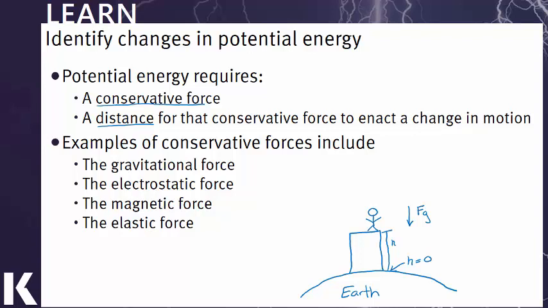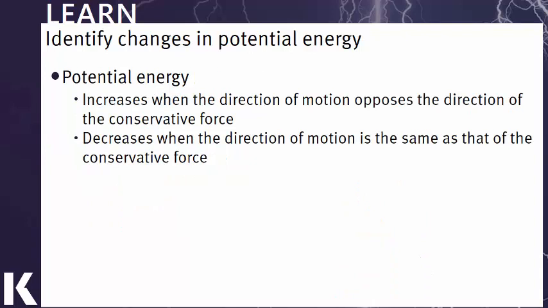So we see potential energy whenever we are dealing with gravitational, electrostatic, magnetic, and elastic forces, since all of those are examples of conservative forces. To change the potential energy, we have a force applied over a distance. And let's come back to gravity to consider how that works.